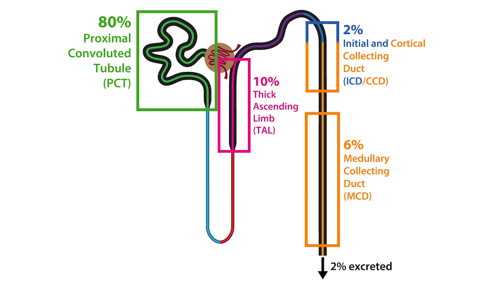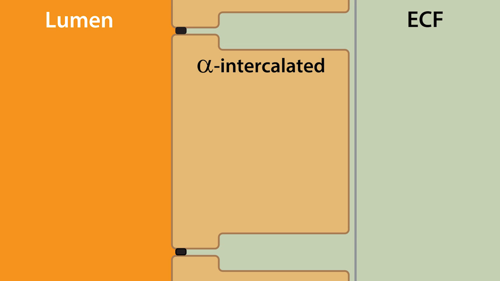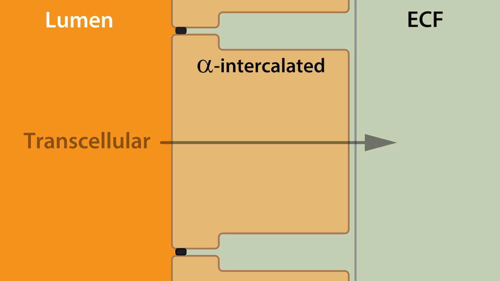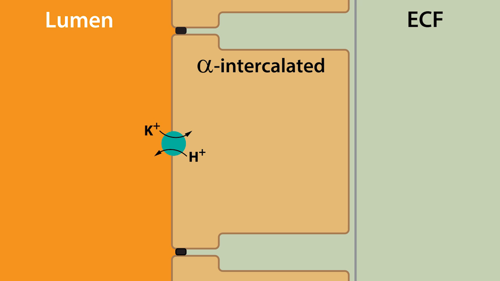Now, reabsorption of filtered potassium along the initial and cortical collecting duct occurs exclusively by alpha intercalated cells via a transcellular pathway. Now, transcellular reabsorption of filtered potassium occurs via the apical hydrogen-potassium ATPase, which transports one potassium ion into the cell in exchange for one hydrogen ion. This process requires energy in the form of ATP.